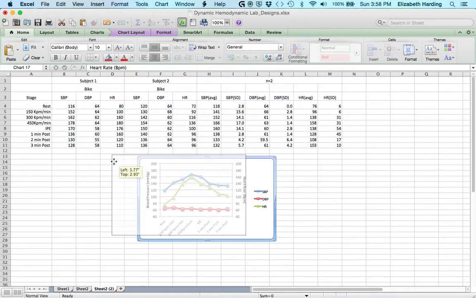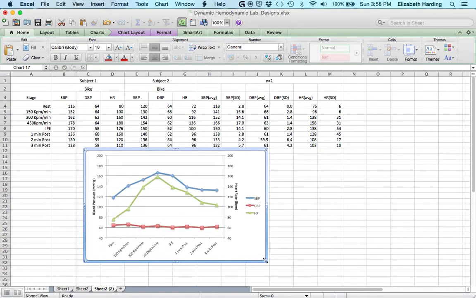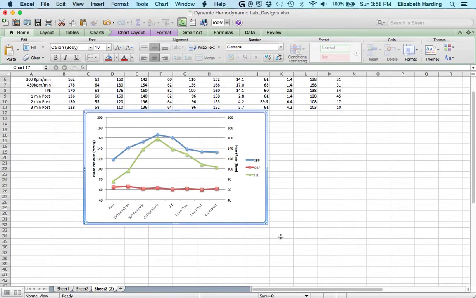Now you can certainly do 3 independent graphs, but this way you actually get to see what's happening, the relationship between, say, heart rate and diastolic and systolic blood pressure as exercise progresses from rest, increasing in intensity, and then what happens immediately post. So you can see the recovery period a lot easier, and it definitely tells a more complete story of what happened in your experiments.